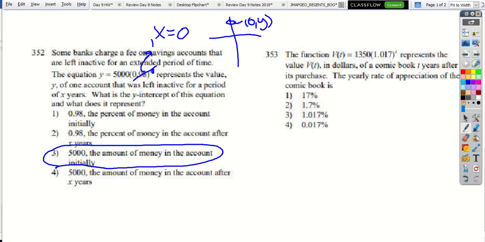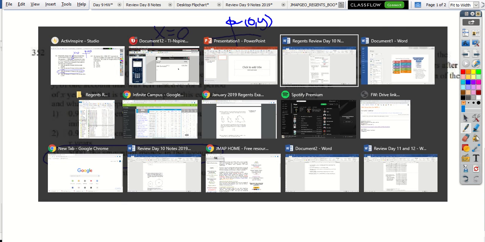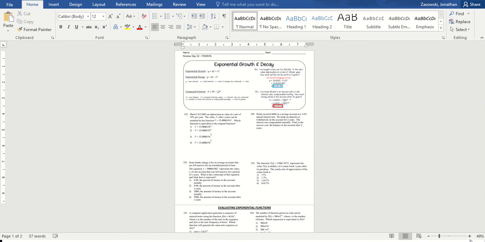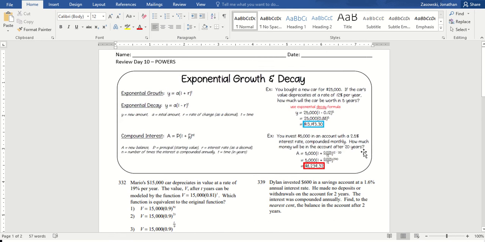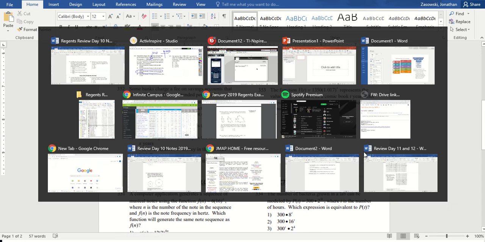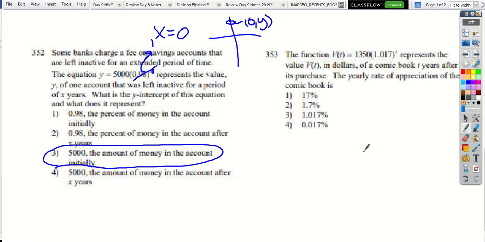All right, 353, 1,350, and then 1.017 raised to the, looks like 4. Your sheet might be a little bit clearer. Let's see. It's T. Okay. T represents the value 2 years after its purchase. The yearly appreciation of the comic book is. So we're asking for the rate. Now remember, this is B, so B is equal to 1 plus R here, okay, because it's appreciating.